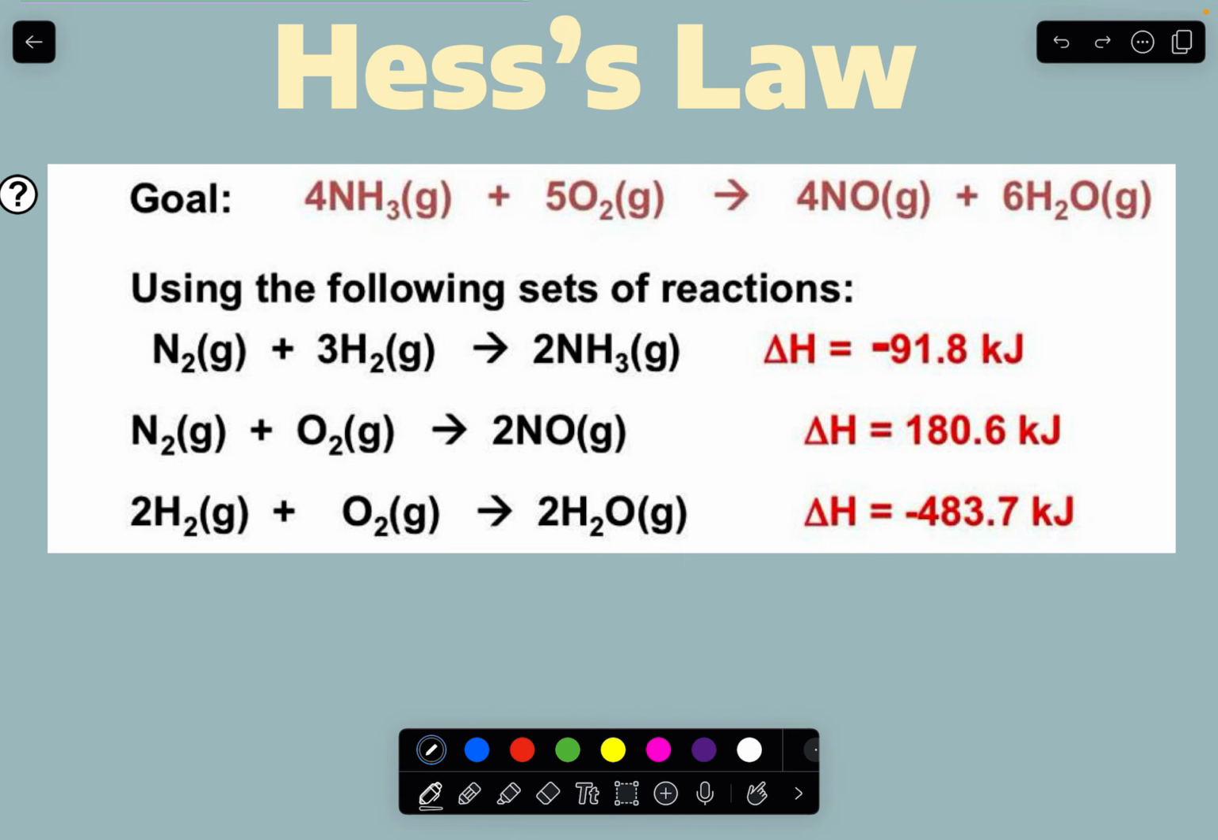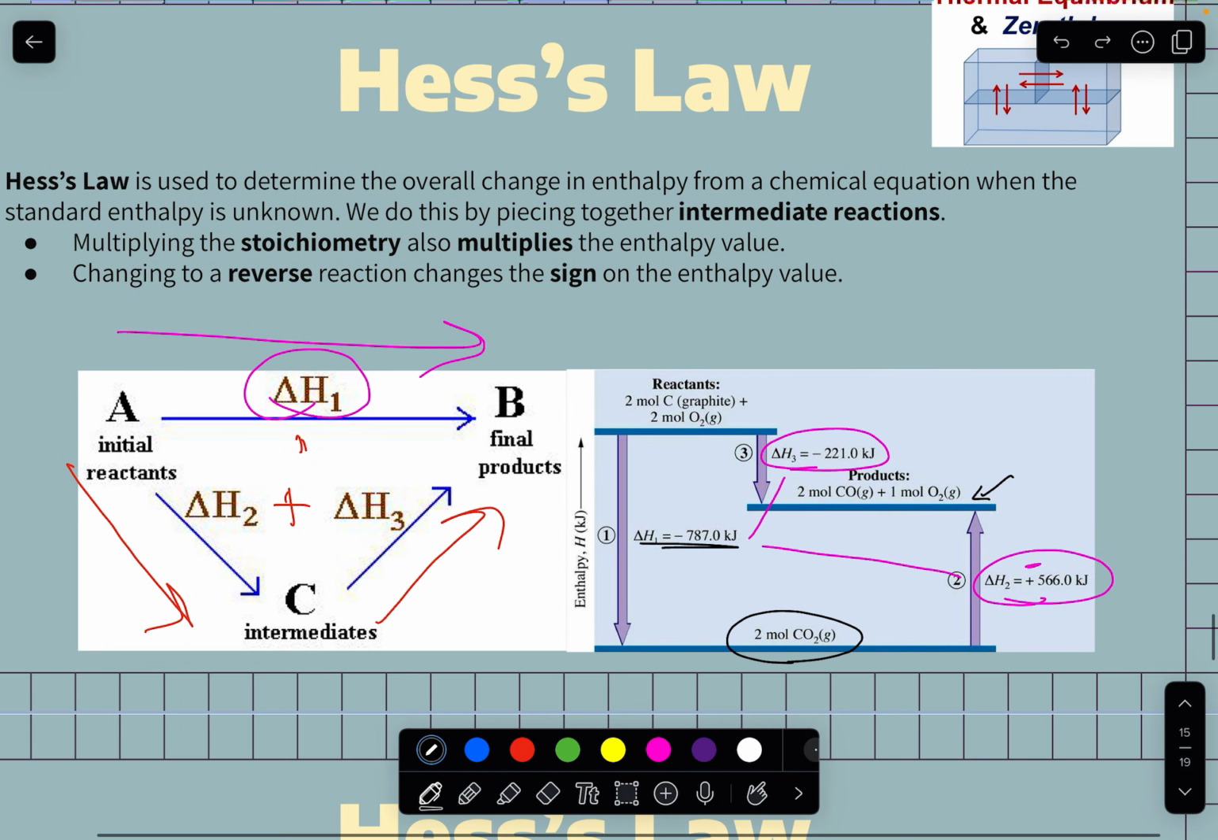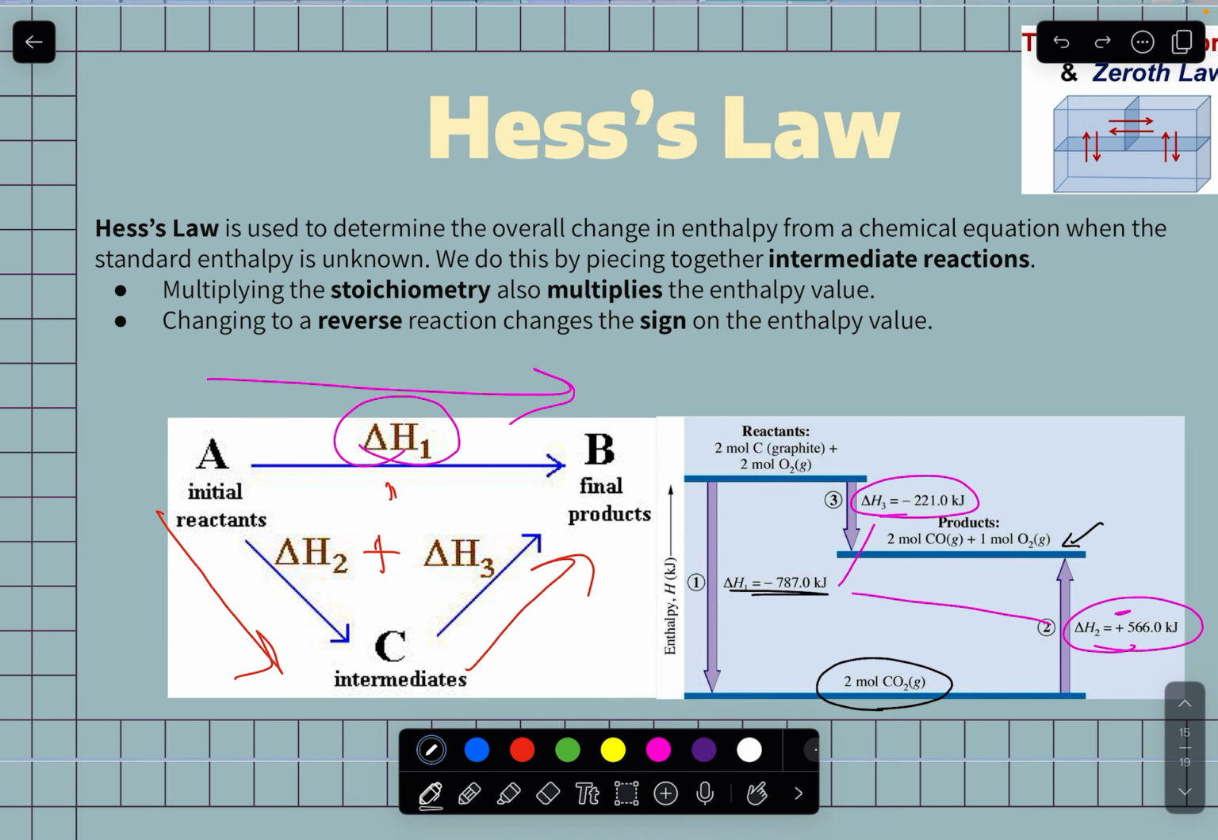Okay, so what we want to do is have these become that by either multiplying the reaction, changing the stoichiometry, or flipping the reaction, so making the products the reactants. Remember, if you multiply the stoichiometry, you're going to multiply the enthalpy value. If you reverse the reaction, you change the sign of the enthalpy value.